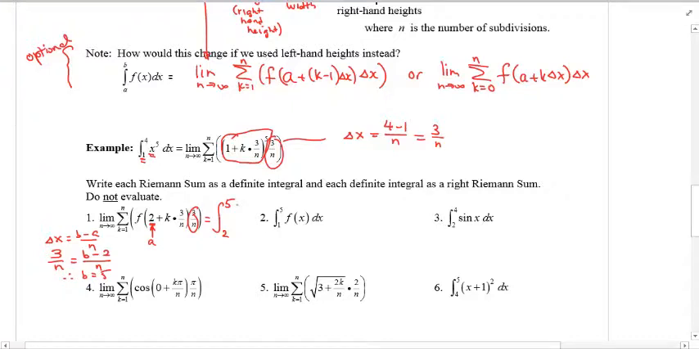And now the hardest part is, what is my function here going to be? Well, in this case, I don't have an actual function. I just see f of something. So therefore, I'll just write down f of, and this part here is my x. So f of x dx. I'm done.